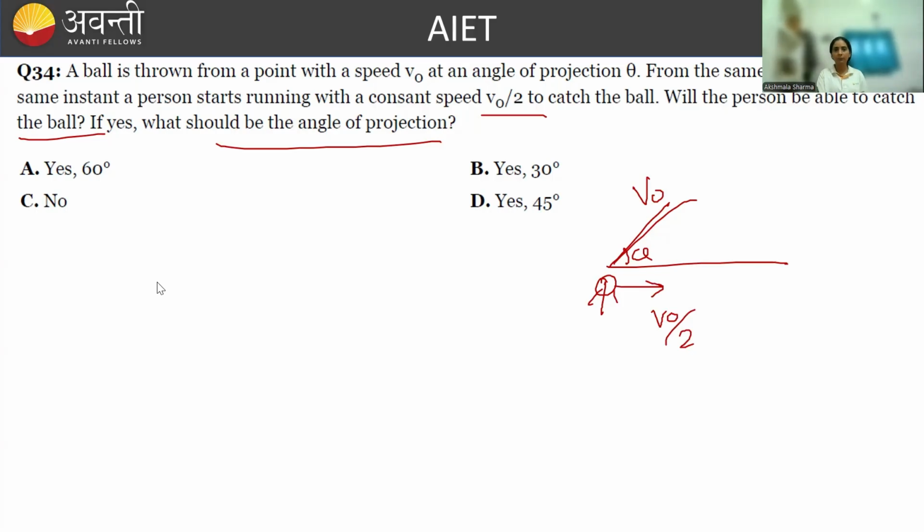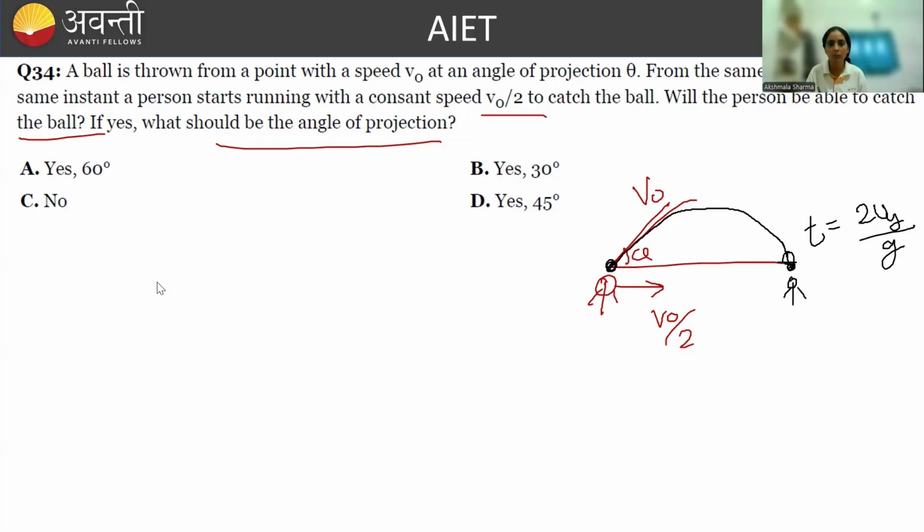So, if the person is able to catch the ball, it means what? Its meaning is simple. If the trajectory is something like this, then from here, if it starts moving, the ball will end here, and the ball will come here at what time? It will come here at the time of flight, that is 2u/g. And if at this time the person is able to reach here, he will be able to catch the ball.